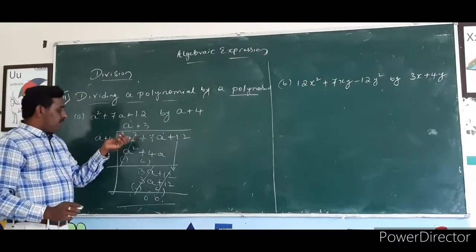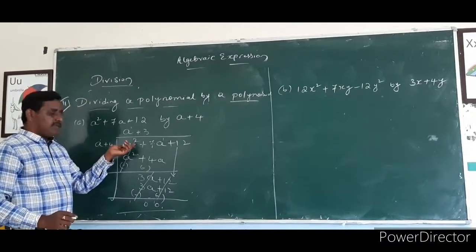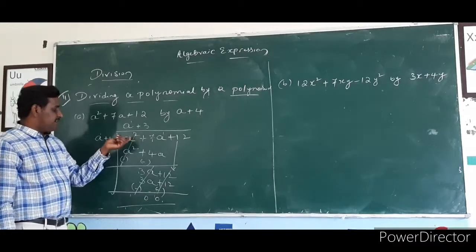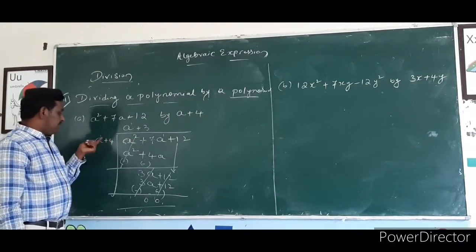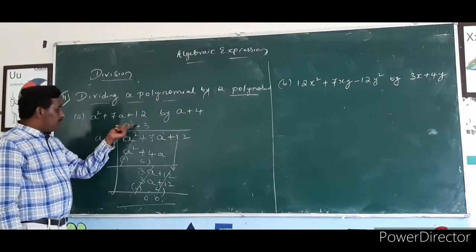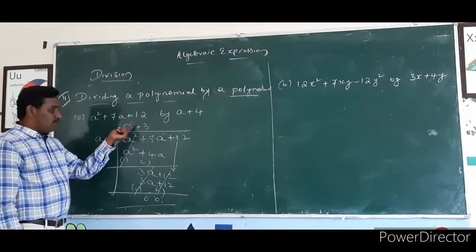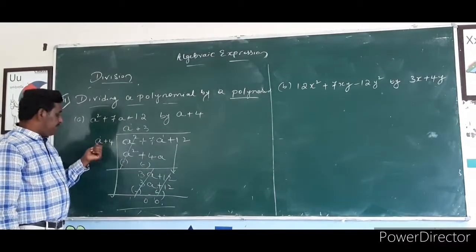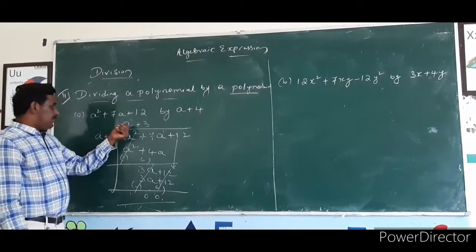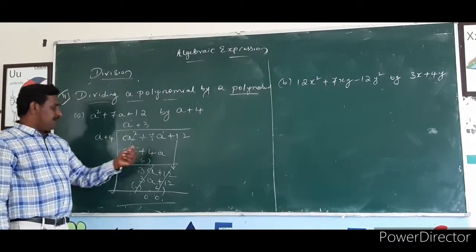So you can check the first term of the dividend. Here a square is there. So here a is there. So what should be multiplied to get a square? Means only a you should multiply. A into a square. So a into 4a plus 4a.